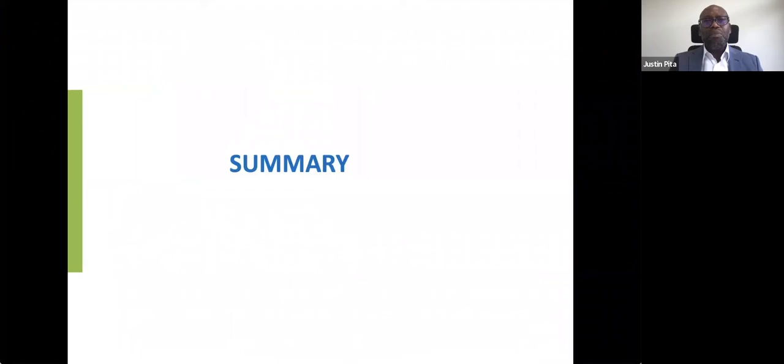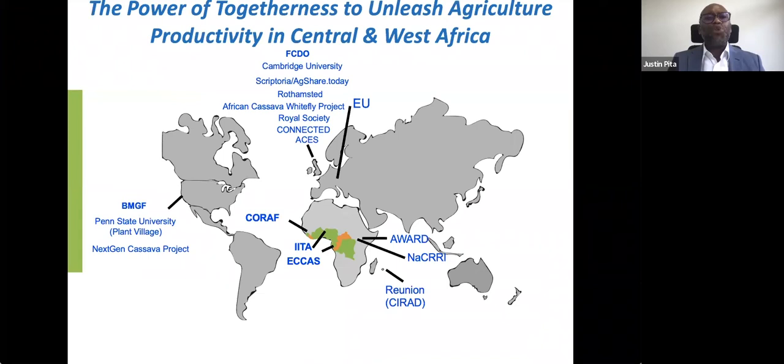what I want to say is that we have shown the power of togetherness to unleash agricultural productivity in Central and West Africa. From 10 West and Central African scientists, we started a small alliance, which is now this big network that you can see on this map. WAVE is working here in West and Central Africa, but we have collaborators around the globe, in Europe, in America, everywhere. And we think that there is more to come.